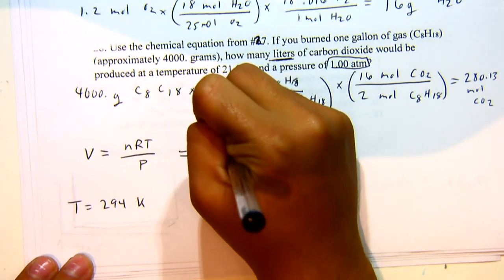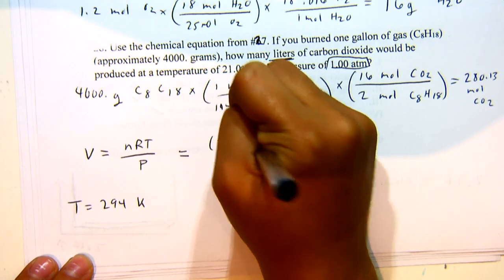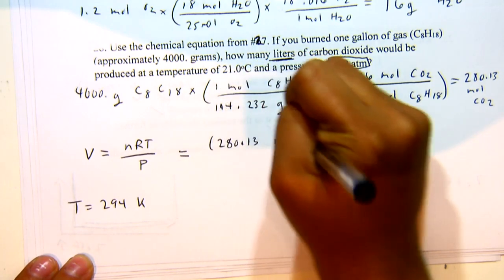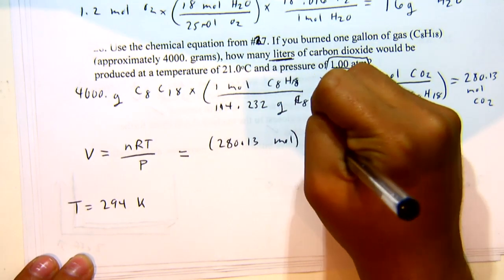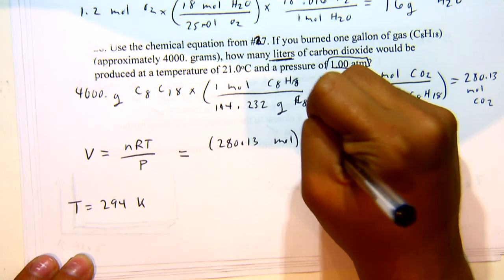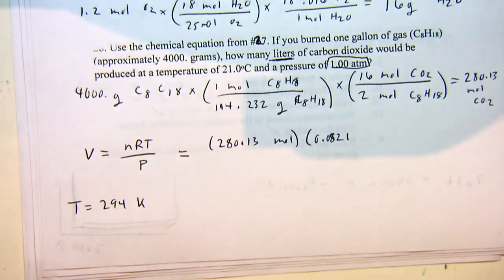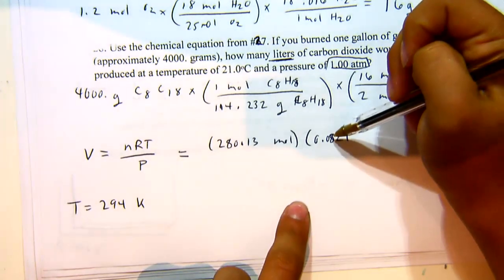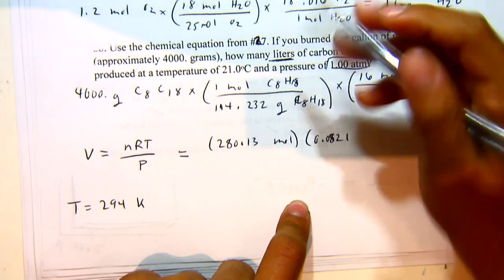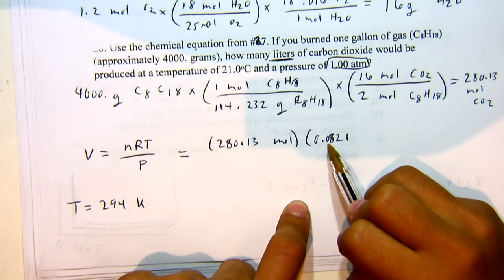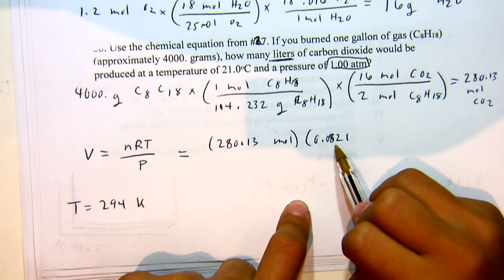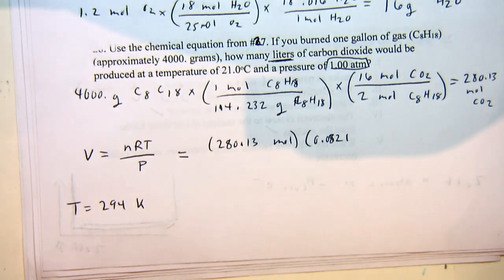Get 280.13 moles times our R constant of 0.0821. And if you guys notice, maybe it's because I write quick, but that's one of the biggest mistakes I make, so make sure you don't do that, is trying to put it as 0.821 rather than 0.0821.